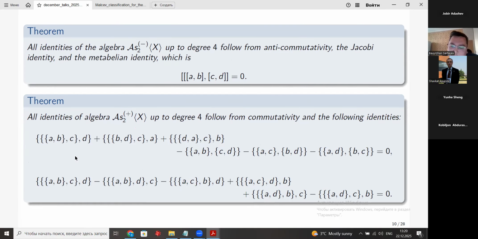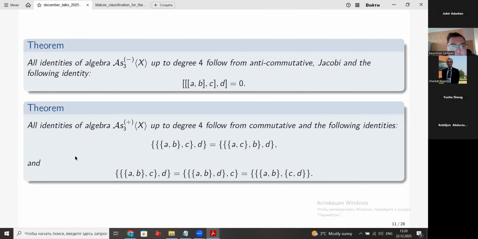So the second type of associative algebra is the most interesting, relative to the commutator and anti-commutator algebras. Now, what about the third type? All identities of the third type associative algebra under the anti-commutator follow from anti-commutativity, Jacobi, and this nilpotency. Here we again obtain nilpotency of degree 4.